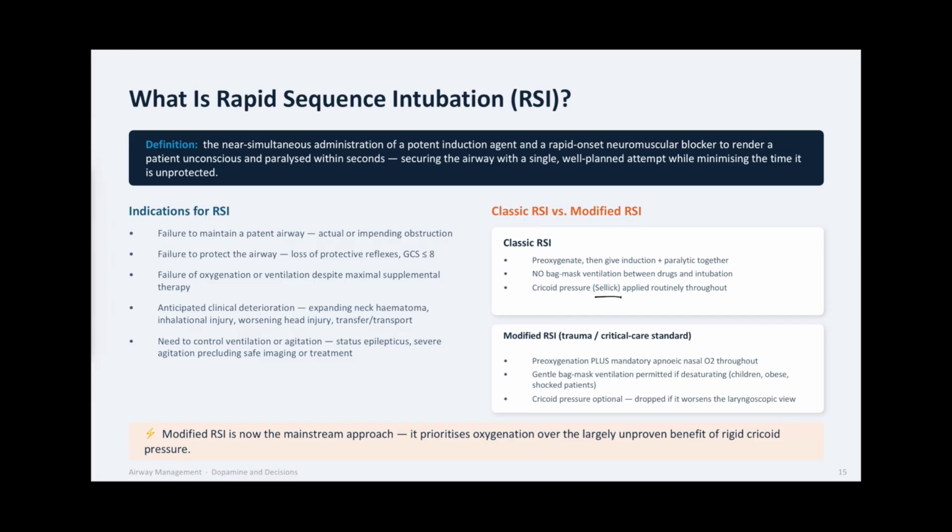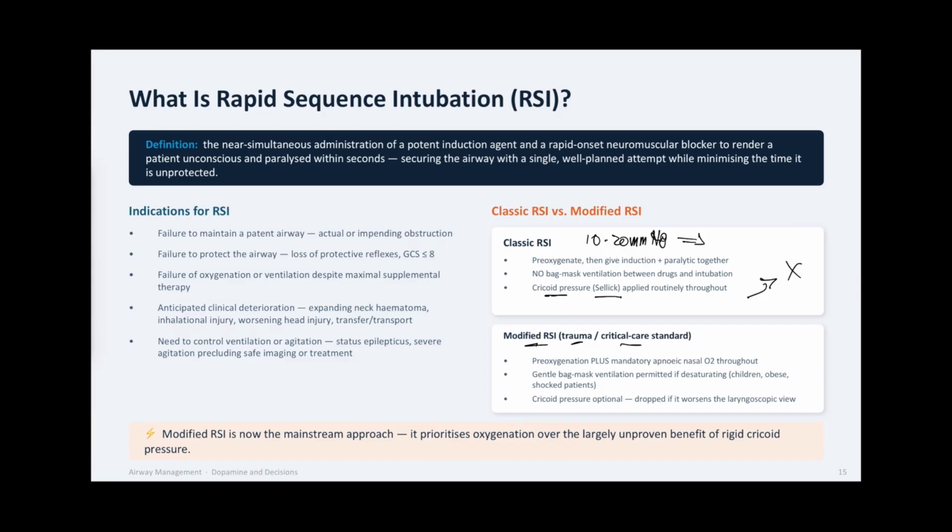The Sellick maneuver is where you give cricoid pressure of 10 to 20 mmHg. This will obstruct the esophagus, so the risk of aspiration or gastric contents regurgitation is stopped. Modified RSI is used in trauma and critically ill patients.